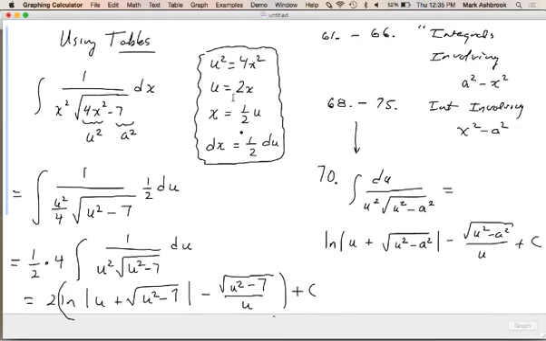So our last step now is to change it back into x. Right? So all we need to know is what u is and what u squared is, and we got it. So 2 natural log of, what is u? 2x, right? 2x plus square root of 4x squared minus 7, I distributed the 2, 4x squared minus 7 over 2x plus c.